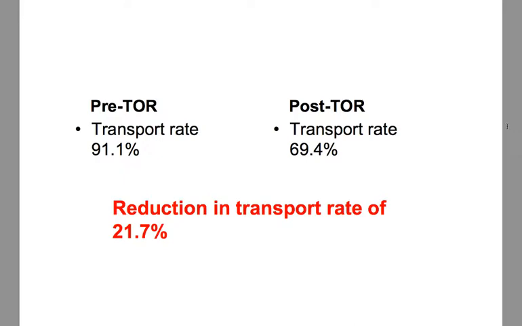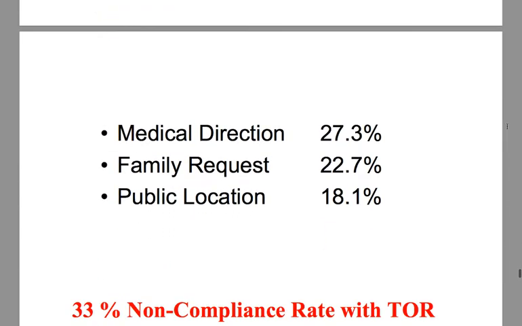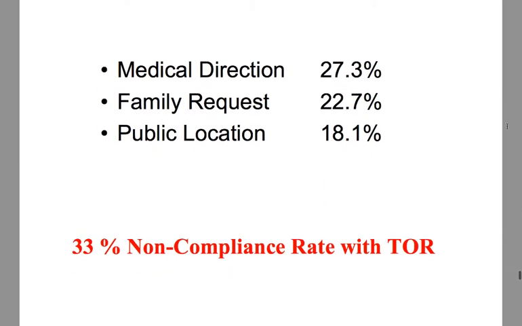Now, what's up with that? Remember the validation model, they said you're going to reduce your transport by 60%. And then in that other implementation model, they reduced it by 40%. And we're way down here at 20%. So we think we could do better. But what do you think were the reasons for non-compliance with the termination protocol?